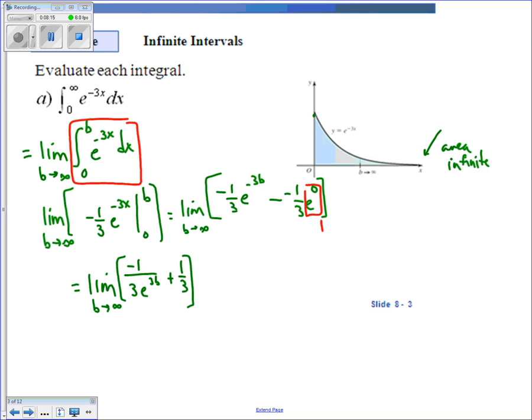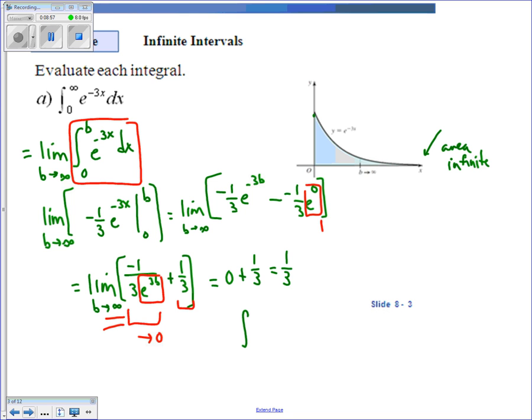Okay, so now here's where we're taking the limit. We've evaluated at 0 and b, take the limit. I'm going to let b get larger and larger. As b gets larger and larger, e to the 3b is getting larger and larger. And so now that's in the denominator of a fraction. If that denominator is getting larger and larger, but the numerator is staying fixed, negative 1/3, then this expression here is going to be approaching 0. And so now this is just a constant value, so this limit would be 0 plus the 1/3. The limit's actually 1/3. That means that this integral does converge.